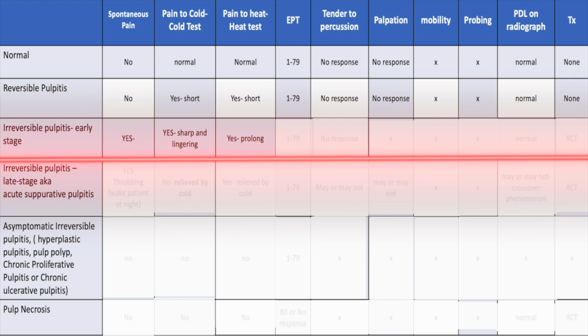Remember this, I will come back to it. In early stage, there is prolonged pain to heat. If you do the EPT, you will get a reading from 1 to 79 showing it's a vital pulp. Tenderness to percussion has no response. Palpation has no response. Mobility and probing is irrelevant because it's only pulpal condition. It does not have to do anything with the periapical area. Then PDL is going to be normal.